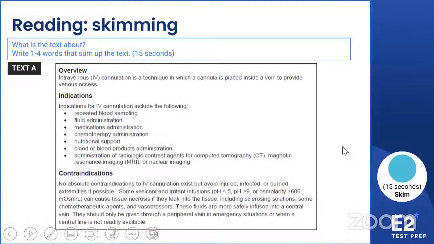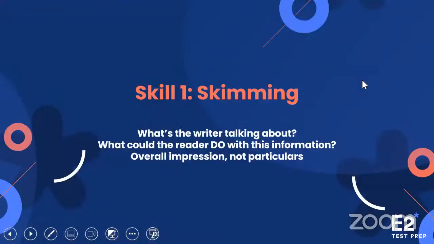Now, this skill is useful at the start of each part of the reading A test, because you want to spend something like a minute previewing the whole thing. You want to get a sense of each of the 4 texts, and in general, what is the text about and how it's laid out.